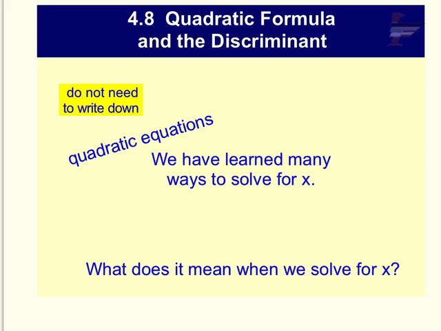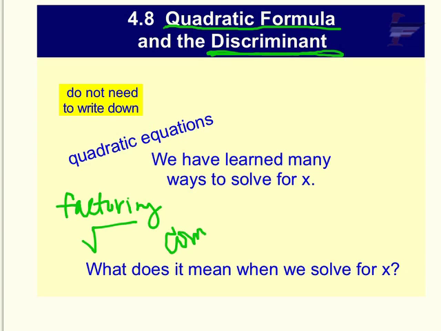Lesson 4.8 is on the quadratic formula, which maybe you're familiar with, and something called the discriminant. I'm guessing this is new if you're already familiar with the quadratic formula. So, just to think again about what we know, we've been dealing with quadratic equations in all of Chapter 4. You've learned many ways to solve for x. You can solve for x by factoring. You've solved using square roots. Now you know how to complete the square. And the quadratic formula will be the other way that you solve.